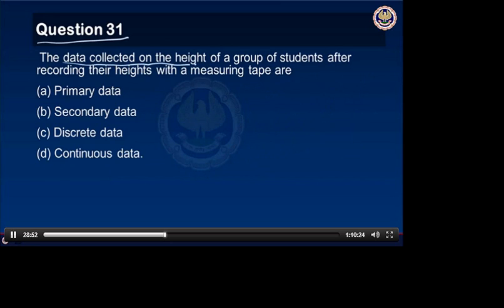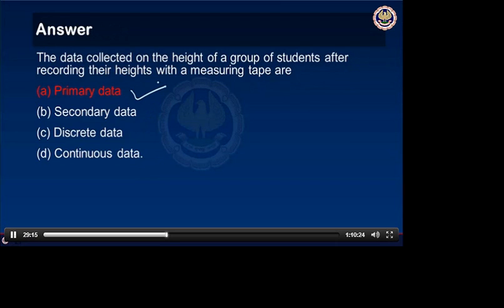The data collected on the height of a group of students, after recording their heights with a measuring tape, is: primary data, secondary data, discrete data, or continuous data. Now, this is basically an example of primary data, because somebody is collecting the data on the height of a group of students and recording the heights with a measuring tape. This is an example of primary data. The data is collected for the first time from a sample group of students. So this will form primary data and not secondary data.